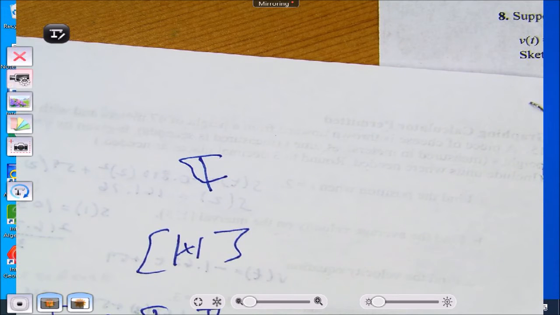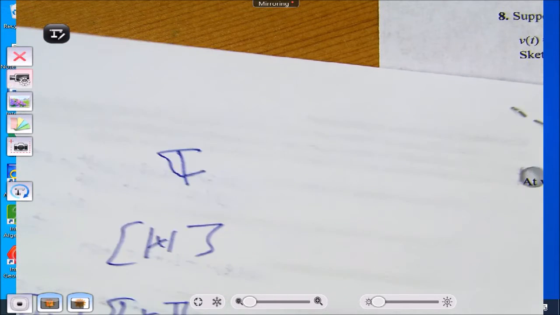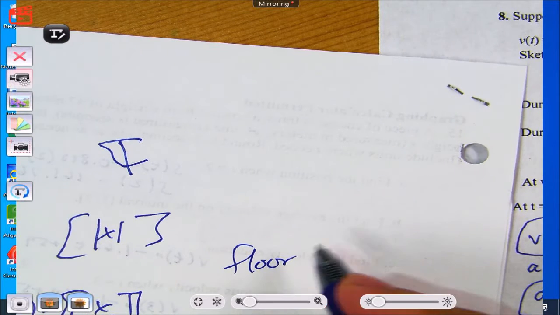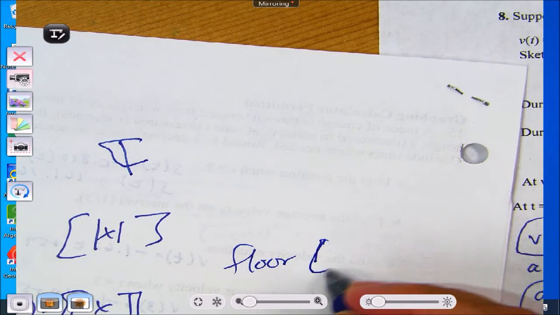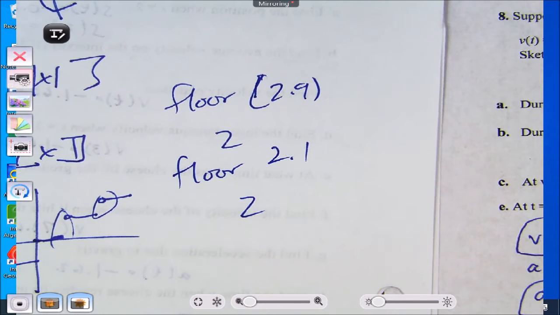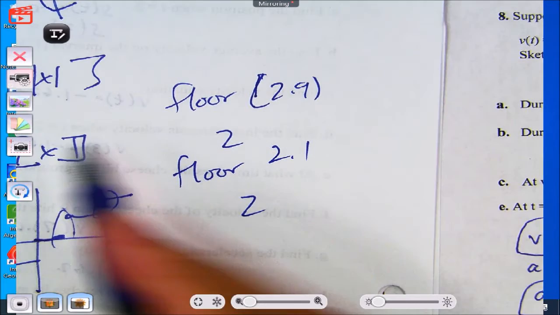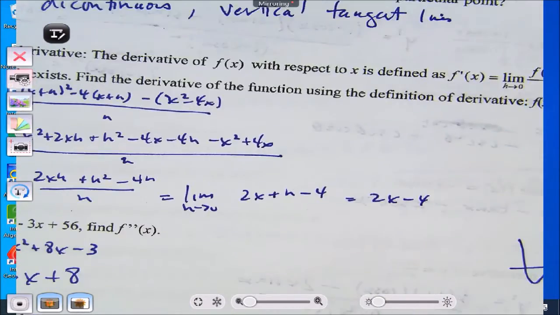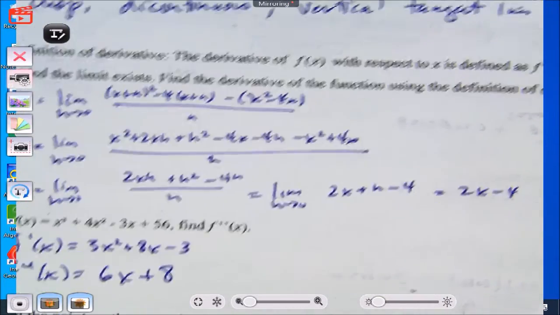Have you ever heard of the floor function? No. The floor function and the greatest integer function are the same thing. That means if I have, say, floor of 2.9, that's 2. Floor of 2.1 is 2. So what is the weird line for then? That's just a notation for it. Don't worry about it. If it's on the test, I'll change it. I don't like the greatest integer function myself.